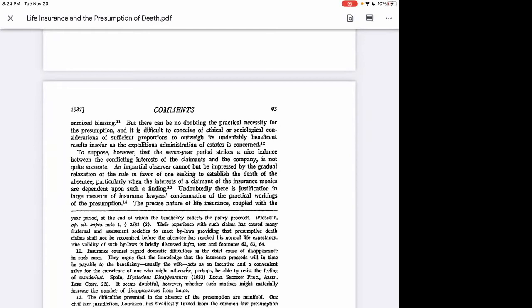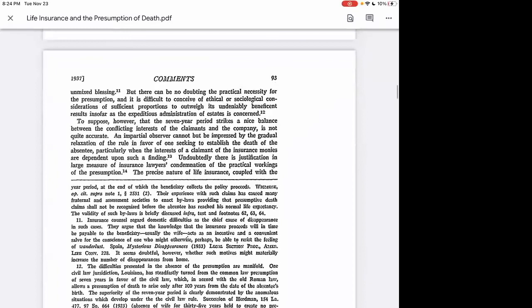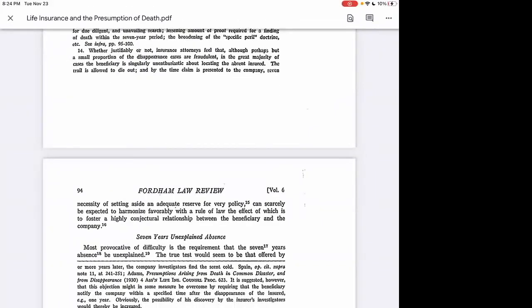Undoubtedly, there is justification in the large measure of insurance lawyers' condemnation of the practical workings of the presumption. The precise nature of life insurance, coupled with the necessity for setting aside an adequate reserve for every policy, can scarcely be expected to harmonize favorably with the rule of law, the effect of which is to foster a highly conjectural relationship between the beneficiary and the company.